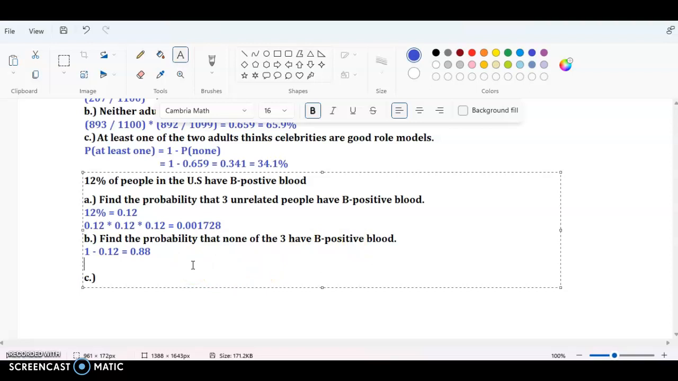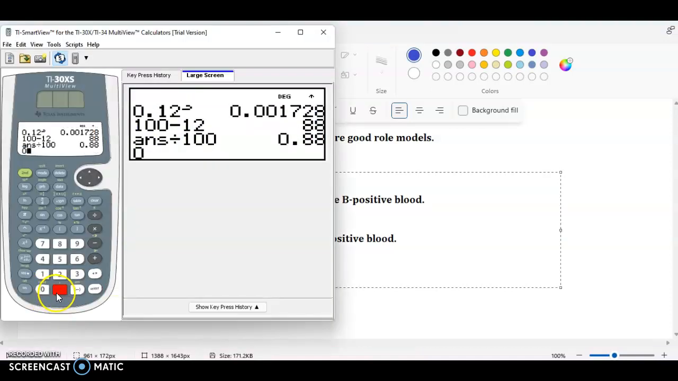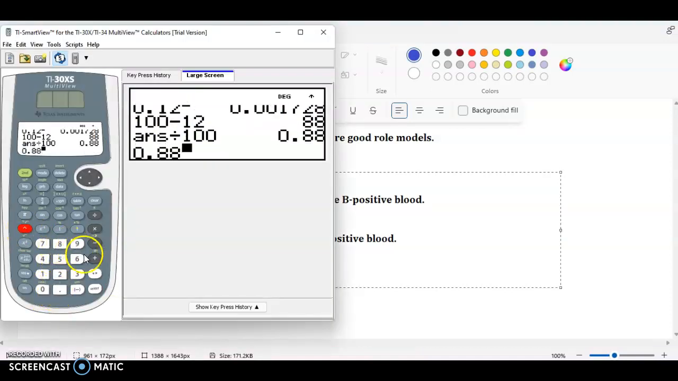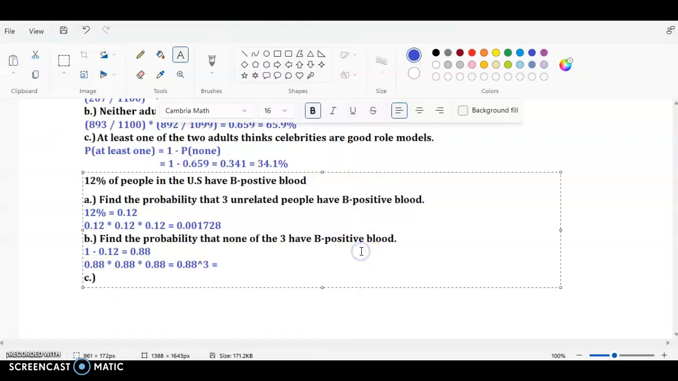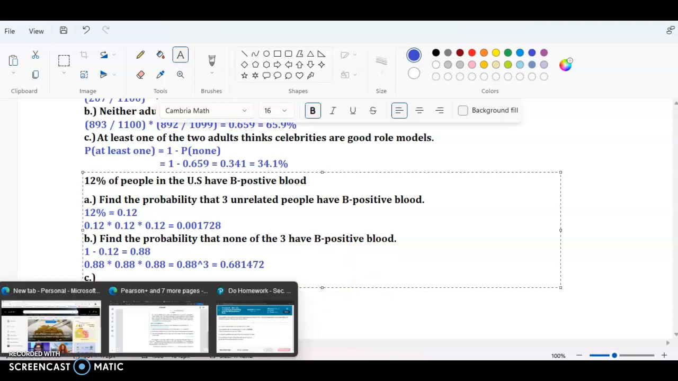So the probability that all three do not have that blood type would be 0.88 times 0.88 times 0.88, which is equivalent to 0.88 to the third power. So I'm going to go ahead and do that instead of multiplying that number by itself 3 times. So 0.88 to the power of 3. It's 0.681472. All right, and let's go ahead and enter that as our answer.